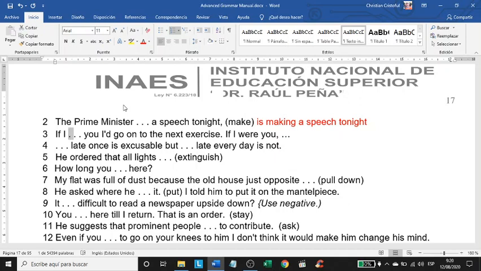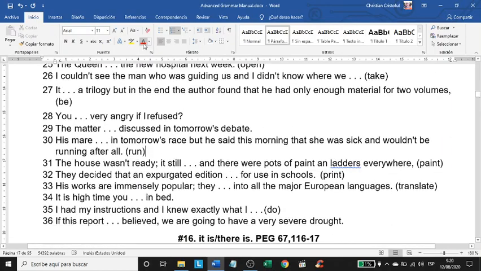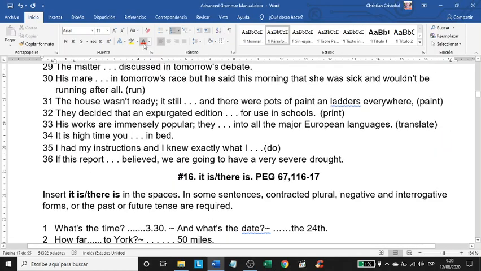Here, this is a common expression in English. If I were you. So you need to remember the expression. If I were you. Like this. I go on to the next exercise. Okay, so if I were you, you blah blah blah, like that. Very good. Number 16.